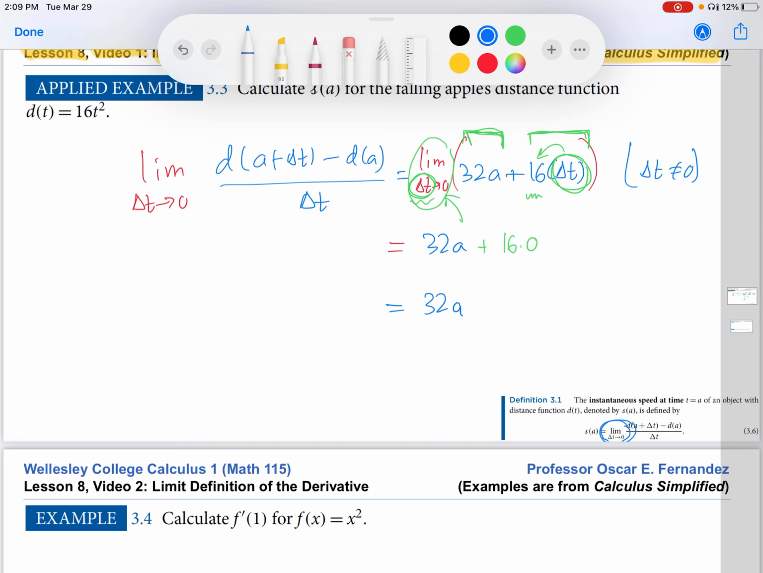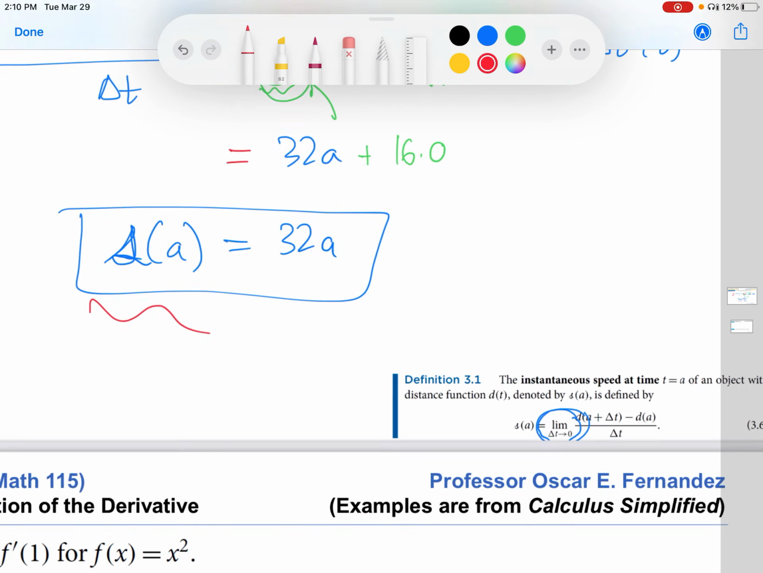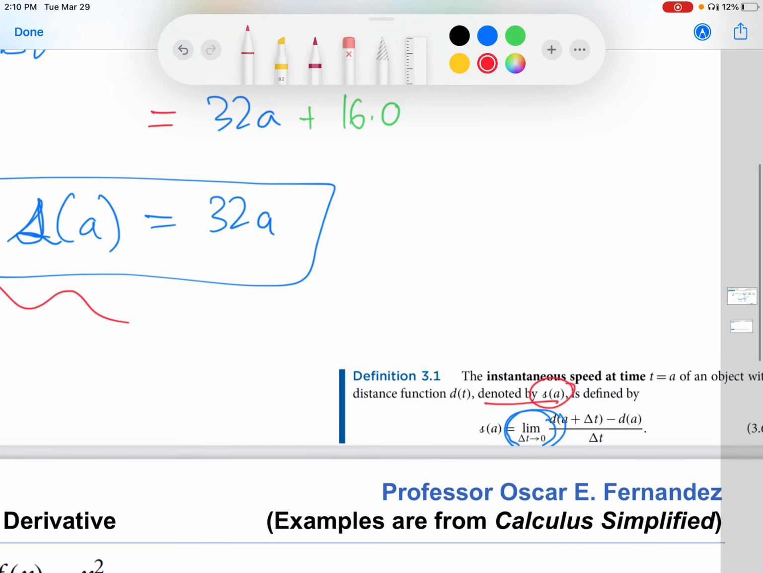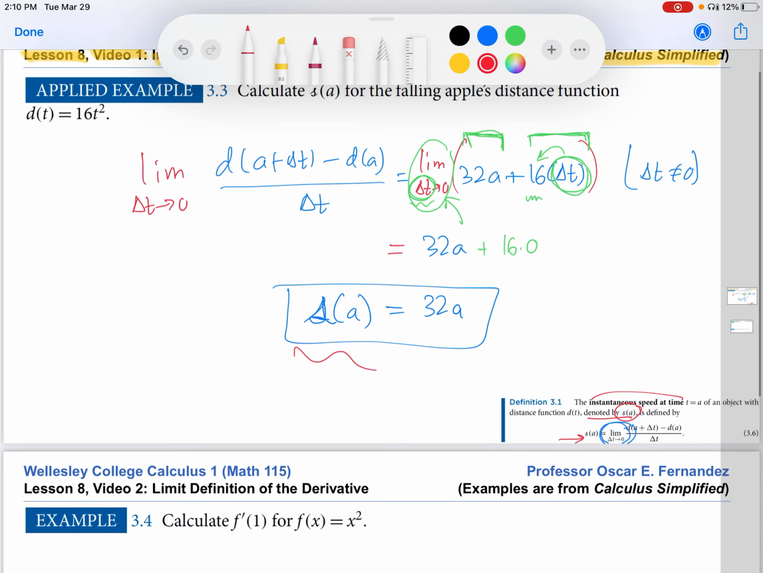Okay, so my final answer here is 32a. I've calculated this limit. I have arrived at an expression. Nothing has gone wrong mathematically, no division by 0, no negatives under the square roots, nothing of that sort. So this is my instantaneous speed, right? S of a equals 32a. Where did I get the S of a? Well, that's just a notation that we used, denoted by, for the instantaneous speed, right? The outcome of the limit.